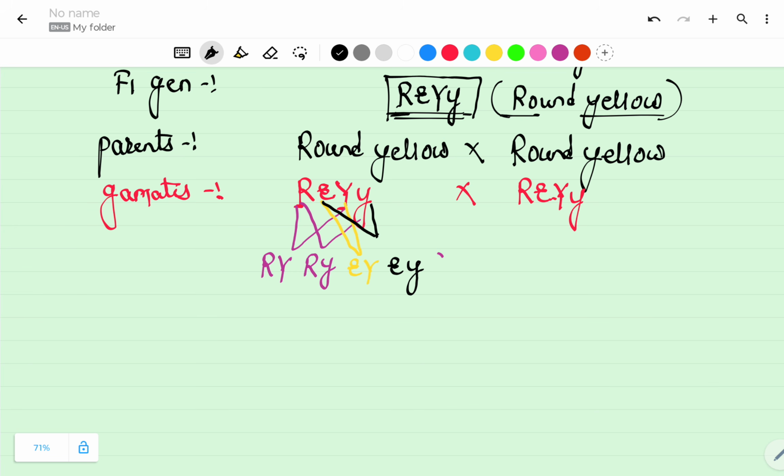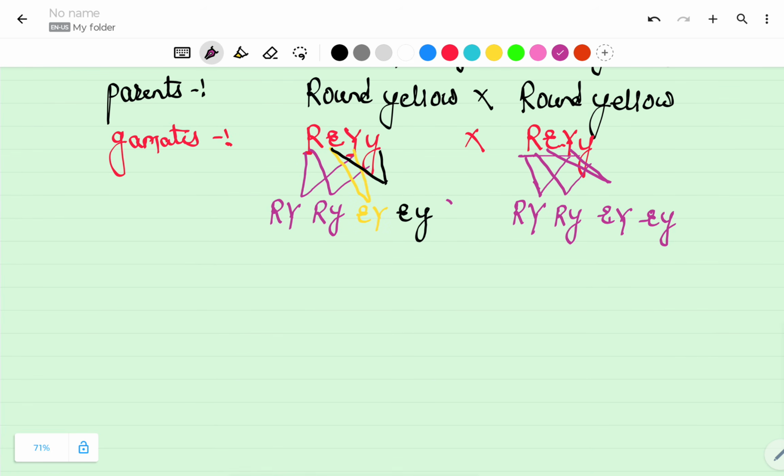Same here, we also make 4 pairs: capital R capital Y, capital R small y, third small r capital Y, and fourth and last pair small r small y. So we are making the 4 pairs of these gametes.